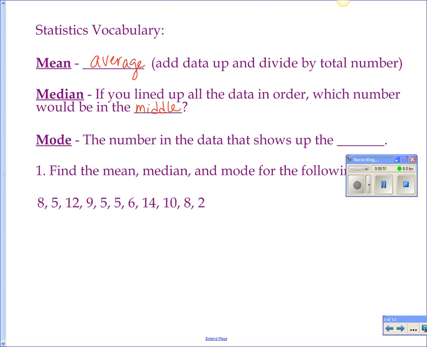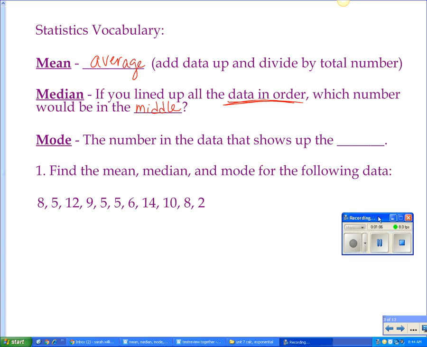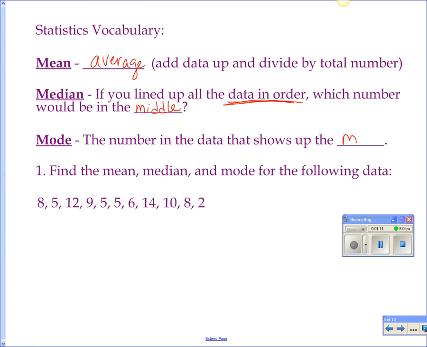Now, the key is the data has to be in order before you pick the middle number. It has to be in order from least to greatest. Okay? All right? And then the mode is the one that shows up the most. And the way I remember that is MO for mode and MO for most. So mode is the one that shows up the most.